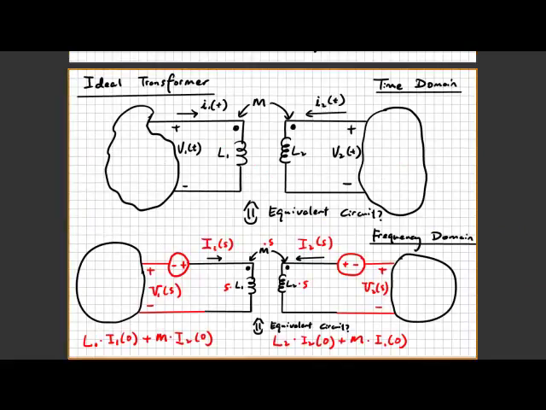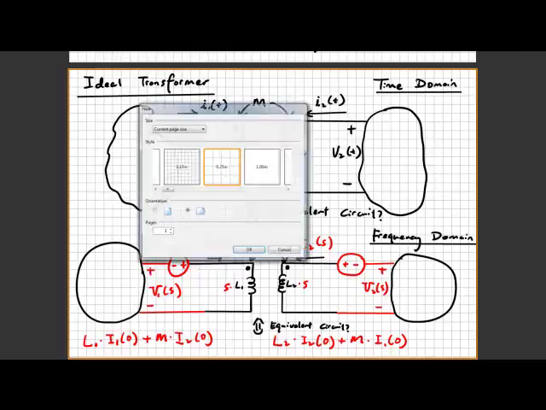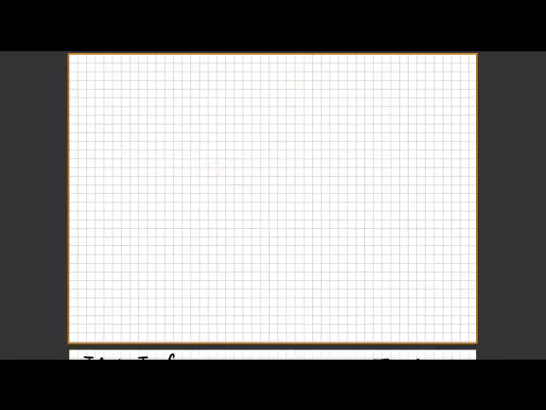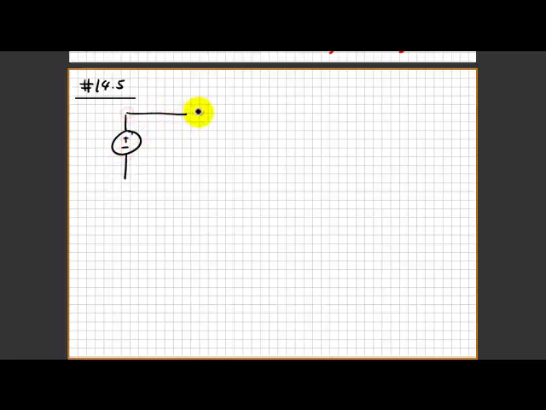So let's start with 14.5 for the example in the textbook. The 14.5, the last question from the textbook. So you have a voltage source, plus minus, with a resistor and inductor, and then in parallel with the capacitor.